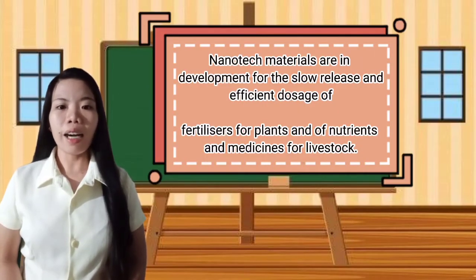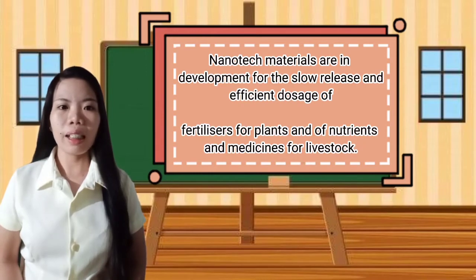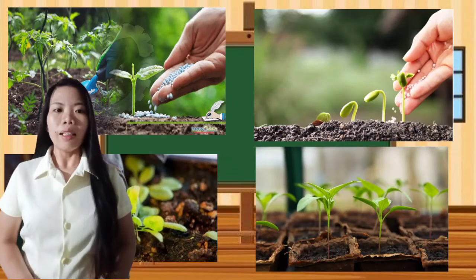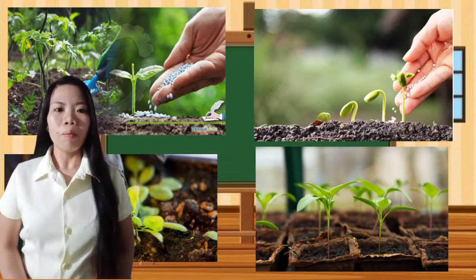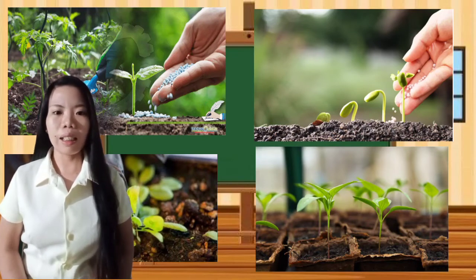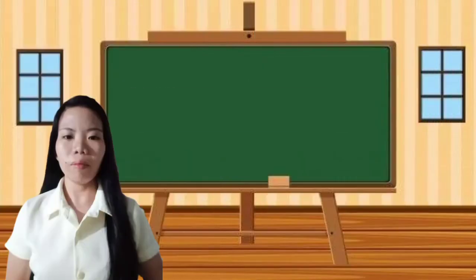Agriculture. Nanotech materials are in development for the slow release and efficient dosage of fertilizer for plants and of nutrients and medicine for livestock. Nanotechnology, with its miniature size, monitors agricultural controlling processes. The goal of nanomaterials in agriculture is to reduce the amount of chemicals used, reduce nutrient losses during fertilization, and increase yield through pest and nutrient management.